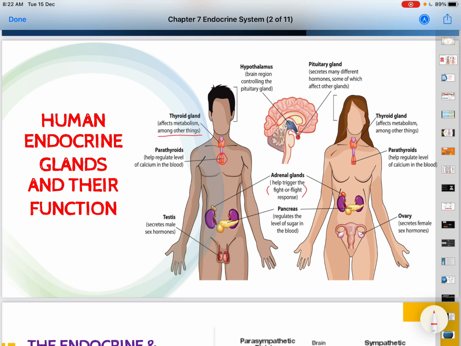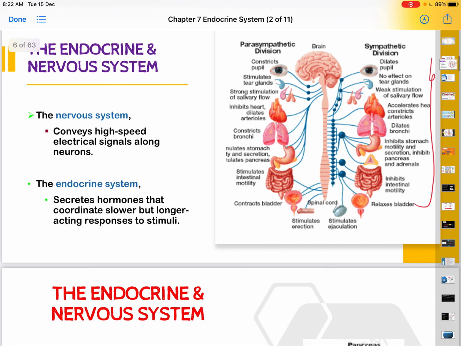And the pancreas, which is the largest endocrine gland in humans, regulates the level of sugar in the blood. And the last is ovary in female, which secretes female sex hormone. The nervous system conveys high-speed electrical signals along the neuron. Meanwhile, the endocrine system secretes hormones that coordinate slower, but the response is longer.